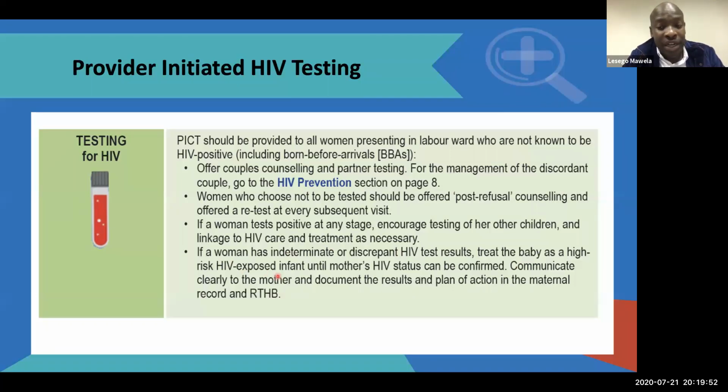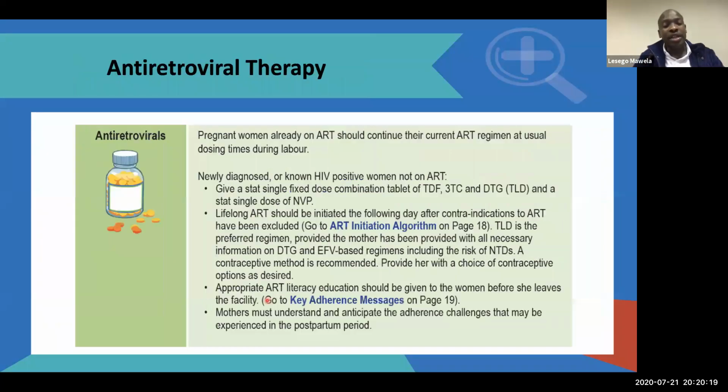So this is very, very crucial and important, that where we are unable to confirm the HIV status of the mother for whatever reason, the child should therefore be treated as high risk until we are able to confirm that the mother is negative, and make sure that every communication and results are documented in the maternity record and the road to health booklet in terms of the child, right?